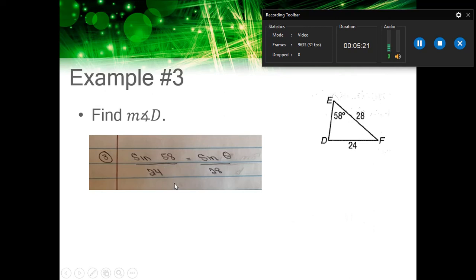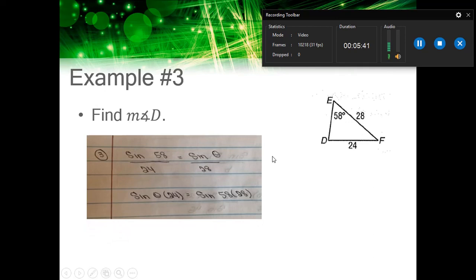So we're going to set it up the same way. I'm going to start with sine of 58, and I'm going to compare it to 24. These two pieces are known. Angle D is sine of theta, or sine of D, and I'm comparing it to the side across from it, which is 28. For the most part, this is exactly the same as example 1 and 2.